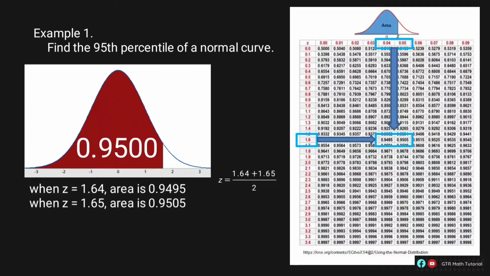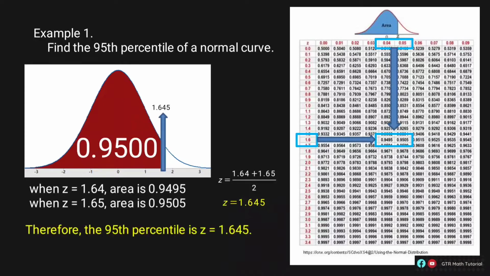So para makuha yung eksaktong 0.9500, kunin lang natin yung average. Okay, so get the average. Z equals 1.64 plus 1.65 divided by 2. So pag inadd natin yan, then divide sa 2, the value of Z is 1.645. Okay, so ang value ng Z natin is 1.645. So ang area niya to the left is 0.9500. So therefore, the 95th percentile is Z equals 1.645.